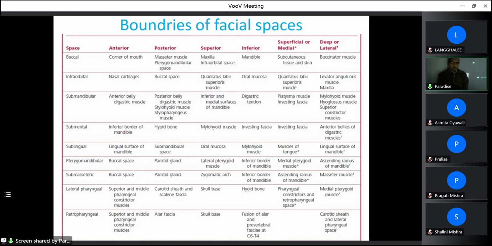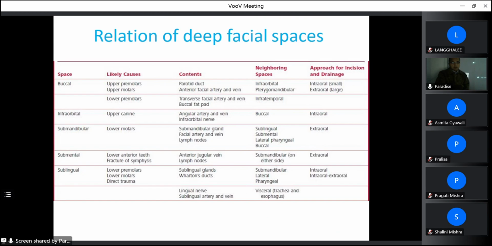Okay, this table summarizes the overall boundaries of the facial spaces. You have to read all those. Before reading this table, you have to know its anatomy. You have to see the figure. Once you see the figure, it's better to understand. You don't have to memorize all this. Once you remember the figure, it's very, very easy. And on the relation of deep facial space infection, the tables give the spaces which are present, the likely causes, the contents present in them, and the neighboring spaces. Those neighboring spaces are secondary spaces, and the approach for incision. This is all the summary. You have to read all three tables.